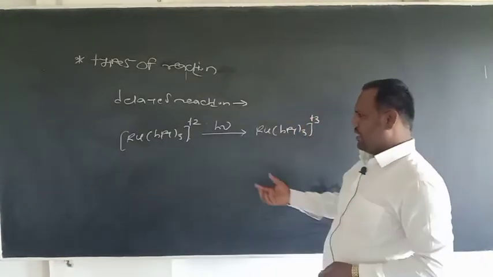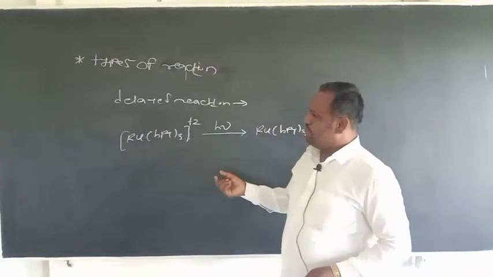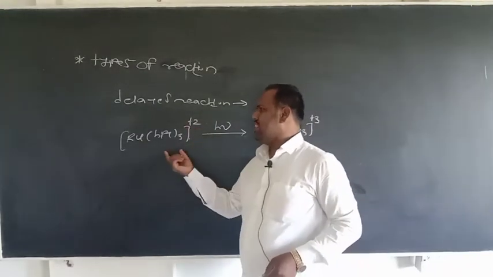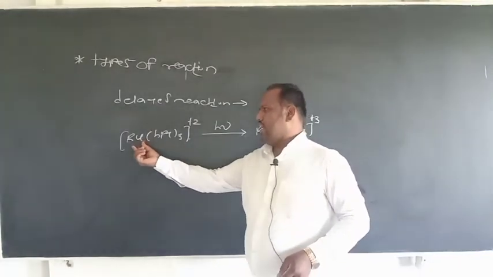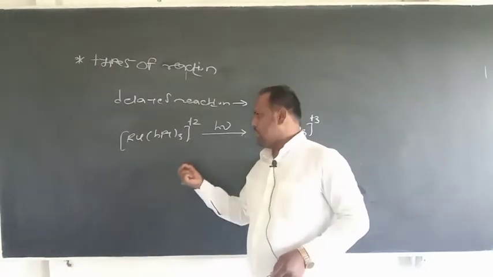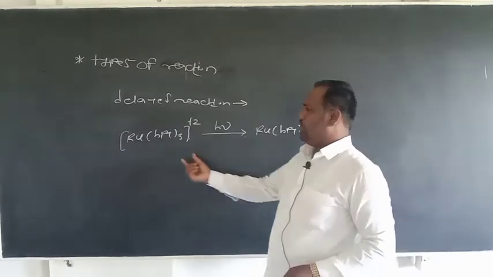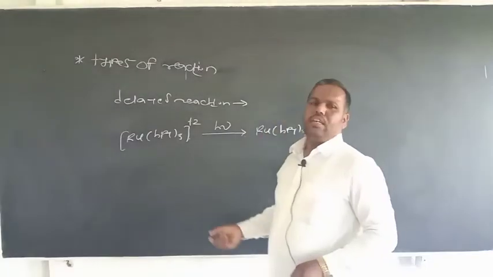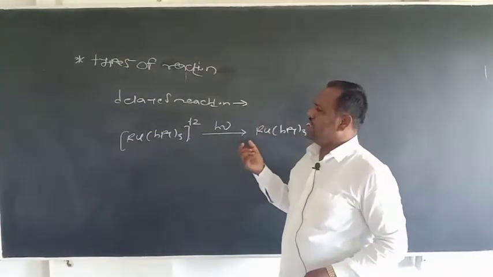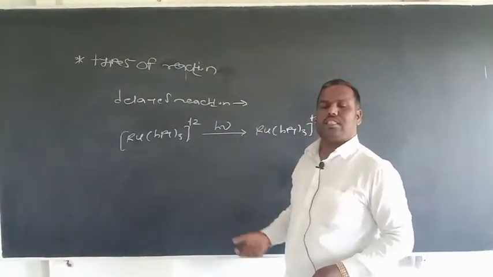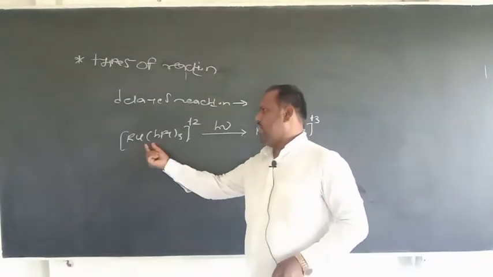So this reaction is not a simple DD transition reaction. This reaction is a charge transfer transition reaction. In the reactant, ruthenium is in the +2 oxidation state, while in the product it is in the +3 oxidation state, so it undergoes oxidation. This reaction is considered a charge transfer transition, that is, transfer of electron from the metal to the ligand.